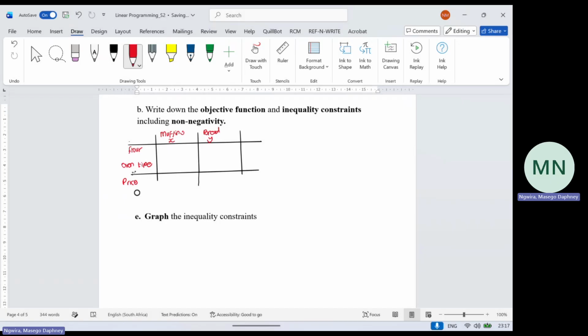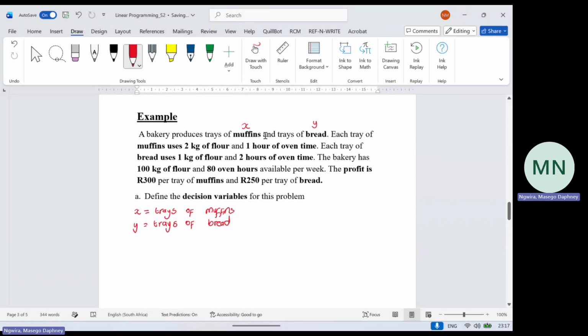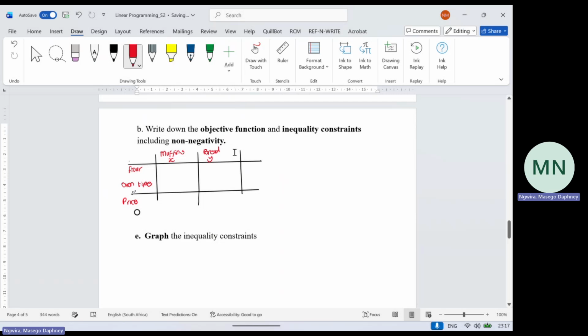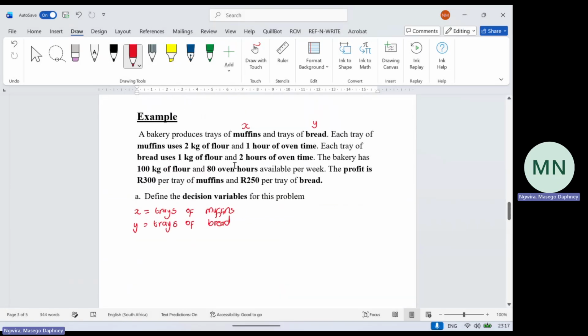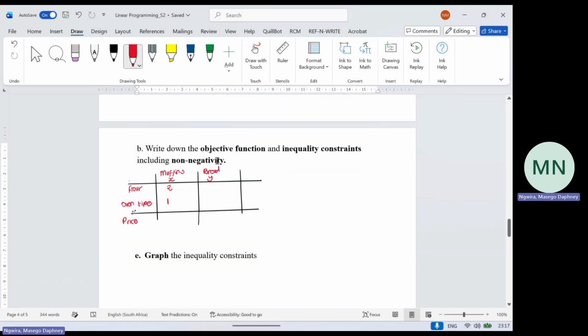So we said that for muffins, we have flour and oven time. Muffins: 2 kilograms of flour and 1 hour of oven time. And then now we go to bread. Bread, we said we have 1 kg of flour, 2 hours of oven time.